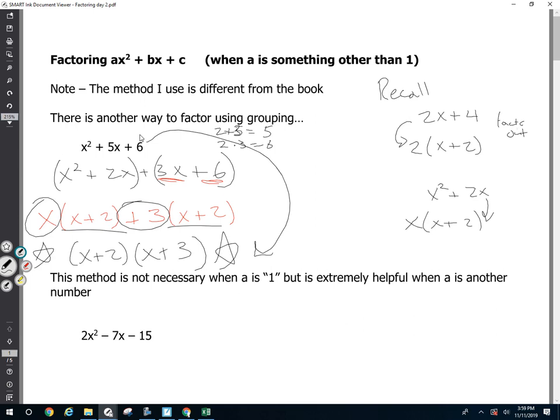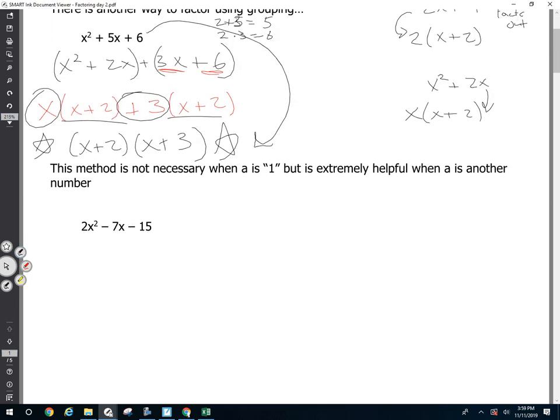Now, it's very unnecessary and tricky for this type of problem. You could have gone straight from x squared plus 5x plus 6 to x plus 2 times x plus 3. But for this one, it's extremely helpful when a is not 1. Let me show you the process. You ready? Because the first term is not just 1, I'm going to multiply the first term and the last term together. Go ahead, follow along with me. We're going to be a little bit confused to start with, but then we're going to figure it out.